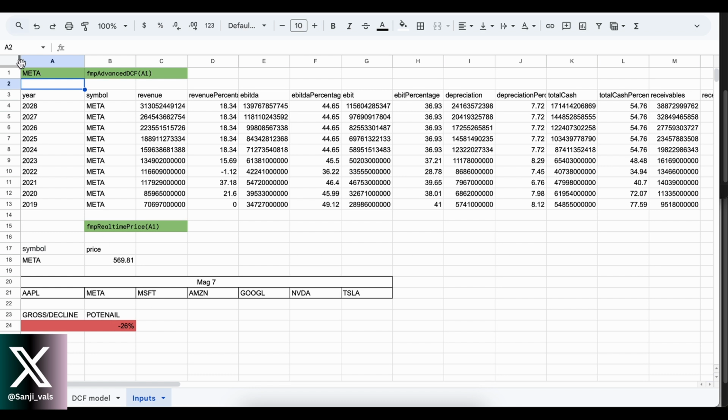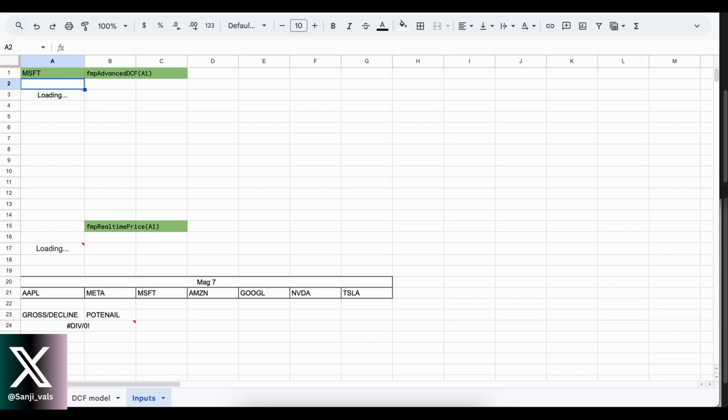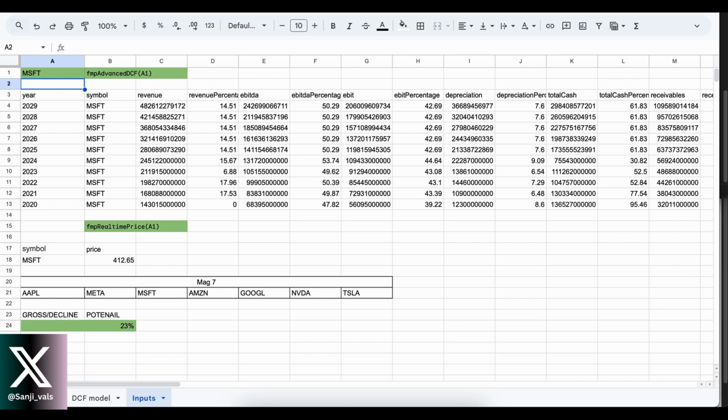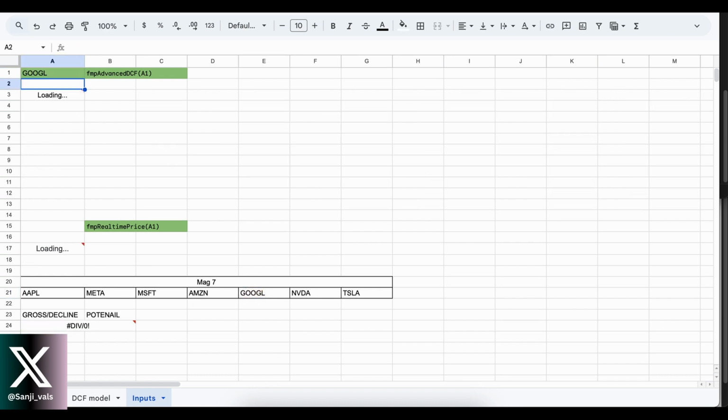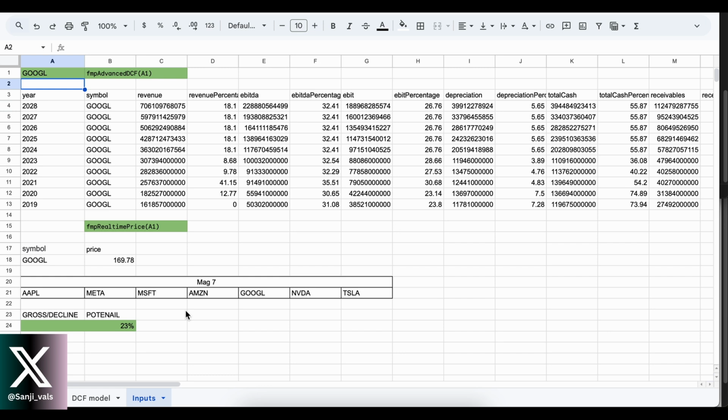Based on our observation, only 2 companies among the Magnificent 7 look undervalued. This is Microsoft, I think. Yeah, with 23% growth potential. And this is also Google, with the same 23% growth potential, which means that only 2 stocks, Microsoft and Google, look undervalued based on our DCF equity valuation model.